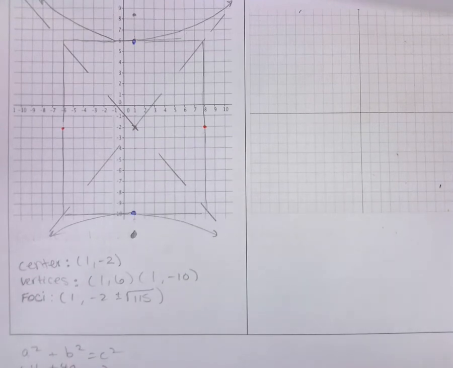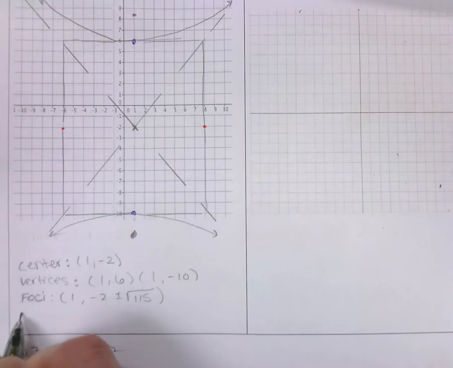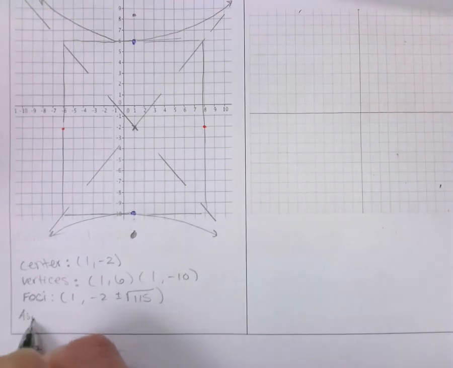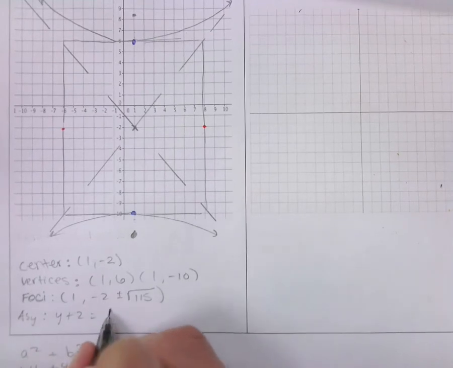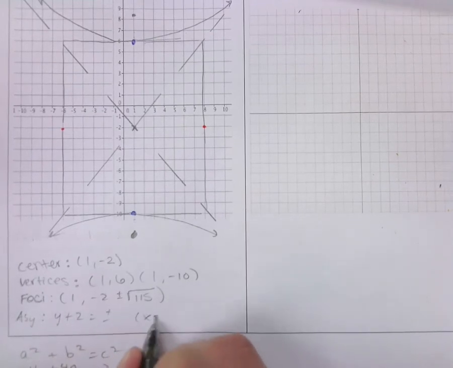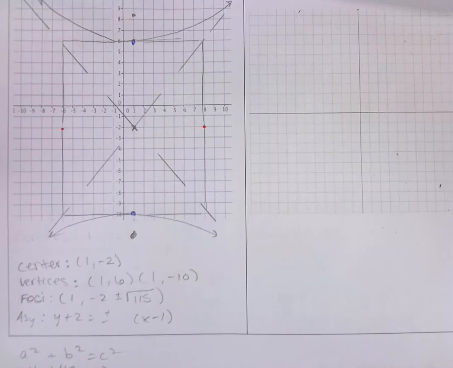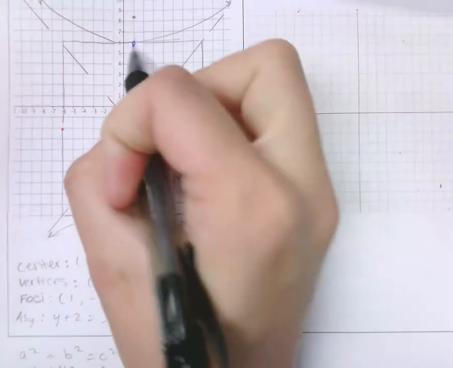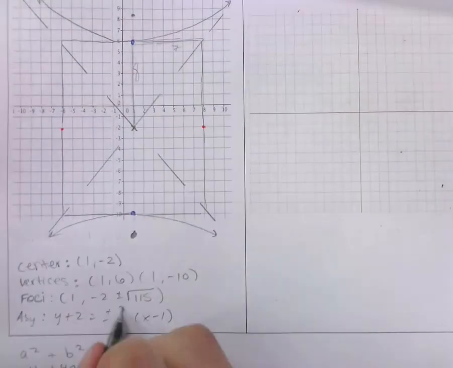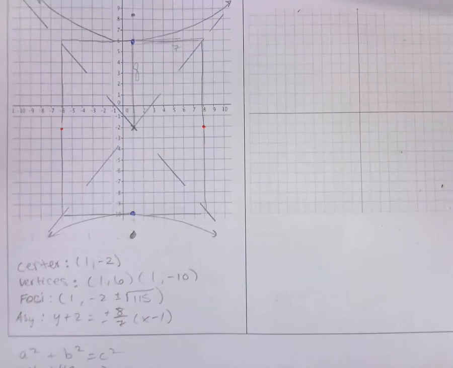Oh, the next one's the scale your graph. I'm missing one thing here: the asymptote. Asymptotes are at y plus 2 equals plus or minus whatever the slope is times x minus 1. So we rise over run. This rise was what? 8 over 7. Yep, and the run was 7. So that's plus or minus 8 sevenths.